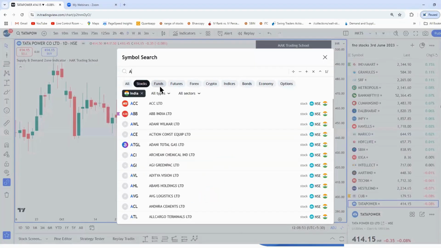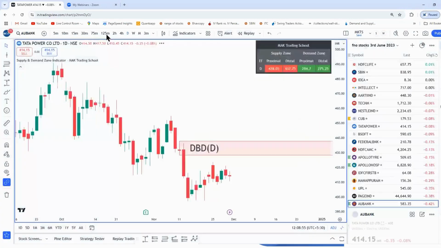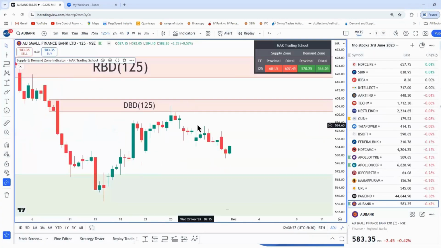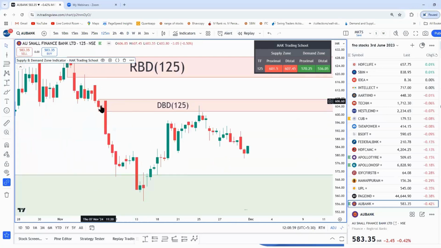So AU Bank, 125-minute zone. Can you see this? Drop, base, drop, price came into the zone, quick move out. It's a very good short trade. So friends, do you see here the risk that you're taking is such a small risk and the reward?